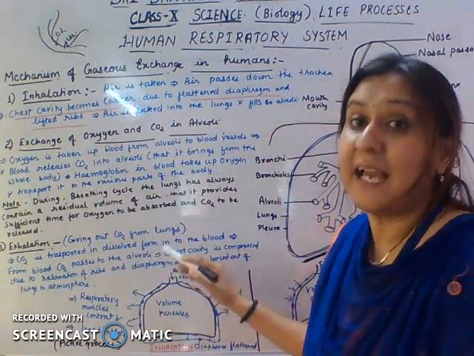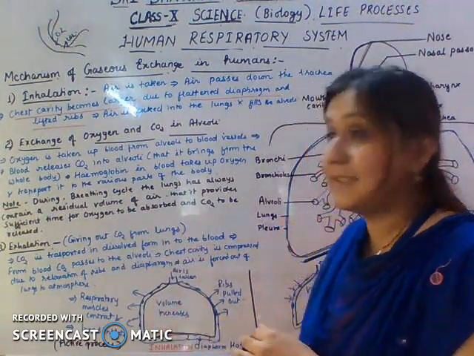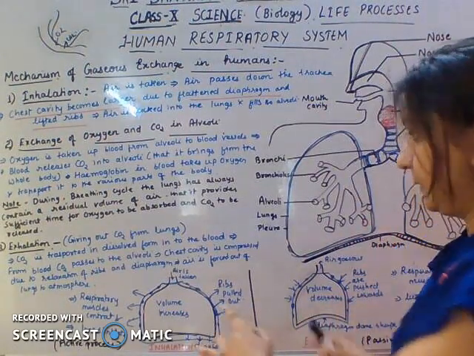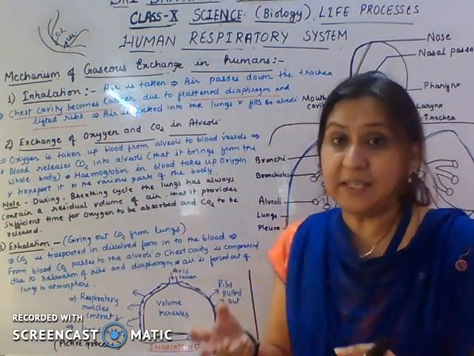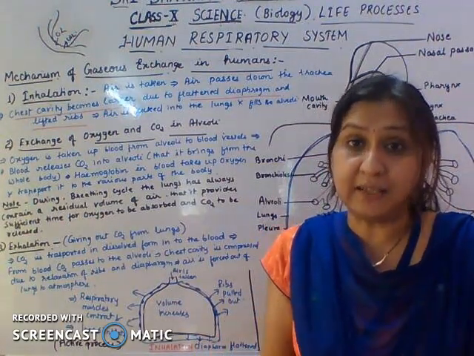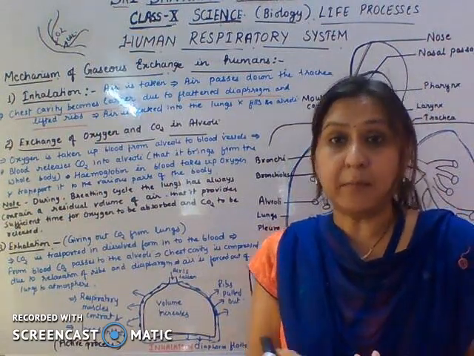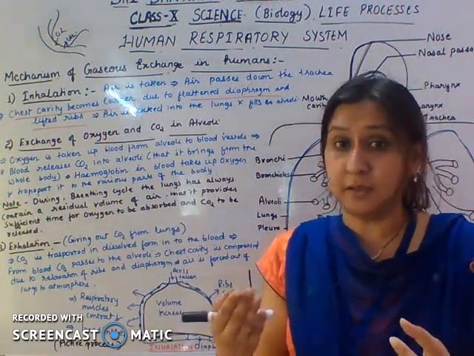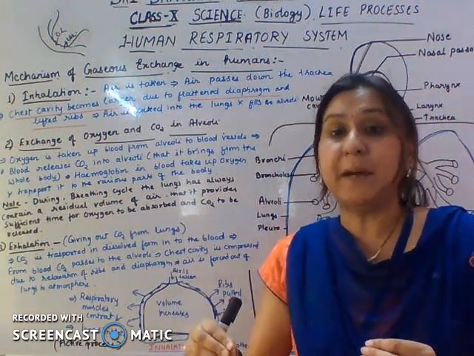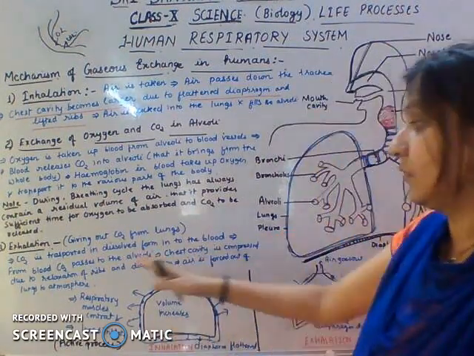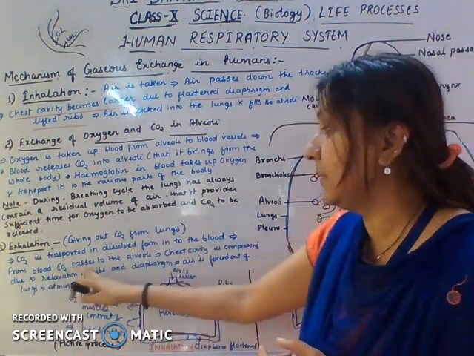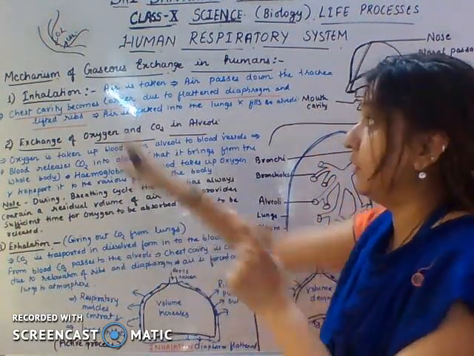And the last is exhalation. What do we mean by exhalation? Exhalation means giving out CO2 from the lungs. How does it take place? Due to the metabolic activities of our body, CO2 gets accumulated, so it has to be excreted out. It is transported in dissolved form in the blood. From the blood, CO2 passes into the alveoli.